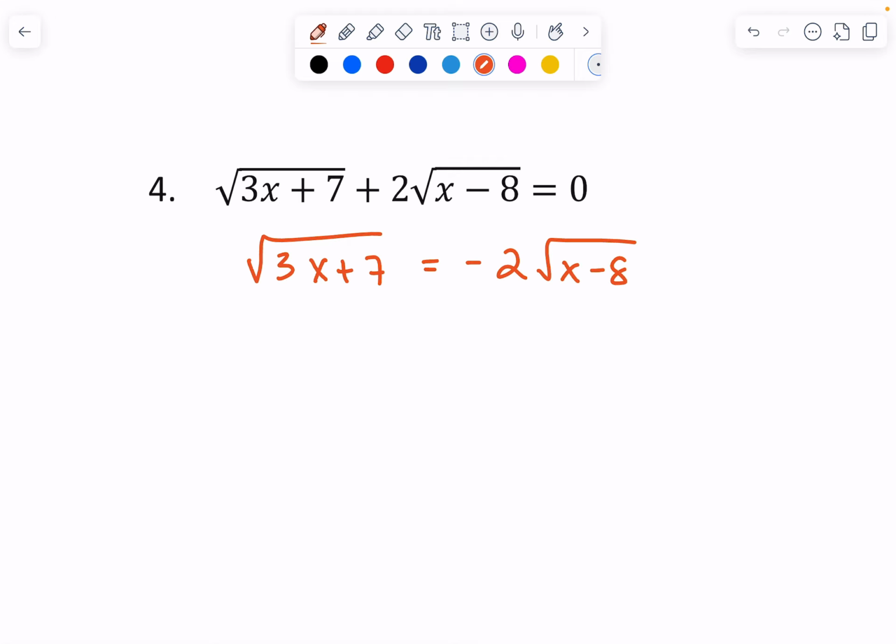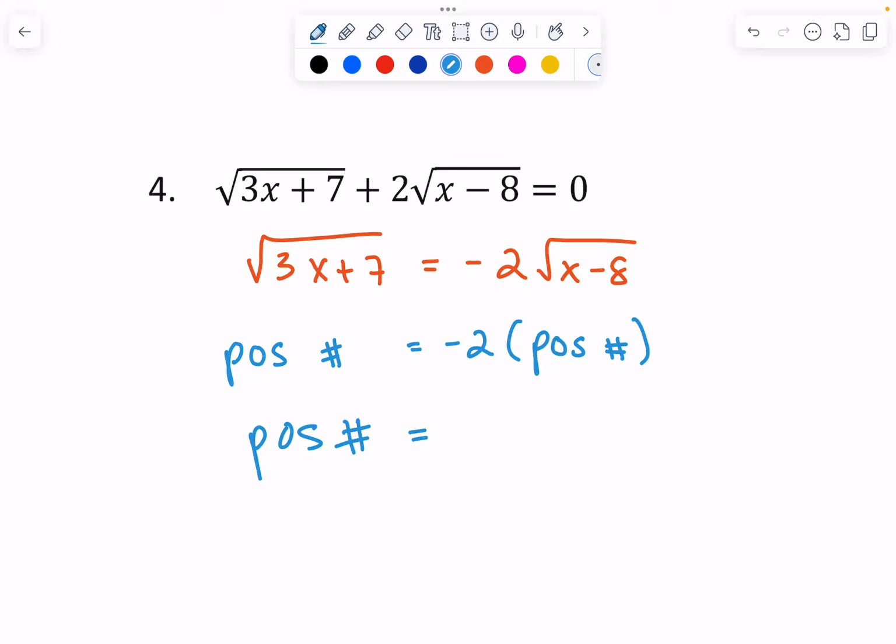Now at this point I could technically stop because, remember, the square root will always be a positive number. So I'm saying a positive number equals negative 2 times, again, that would produce a positive number. On the right here we have a negative times a positive, which is going to produce a negative. So we're saying a positive number will equal a negative number. That doesn't make sense. So at this point you could stop and say there's no solution.